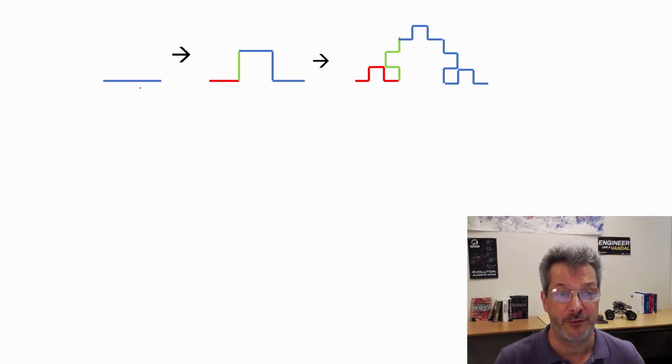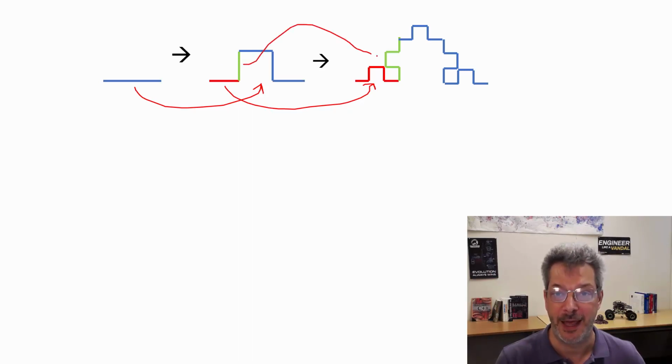So we start, for example, here with a line, and then we replace that line with this top hat shape. And then for each line in the top hat, for example, this red line here, we replace it with its own top hat shape. And the same thing, this green line becomes a little top hat. And so we keep doing those rewrite rules, and we get more and more complicated shapes.